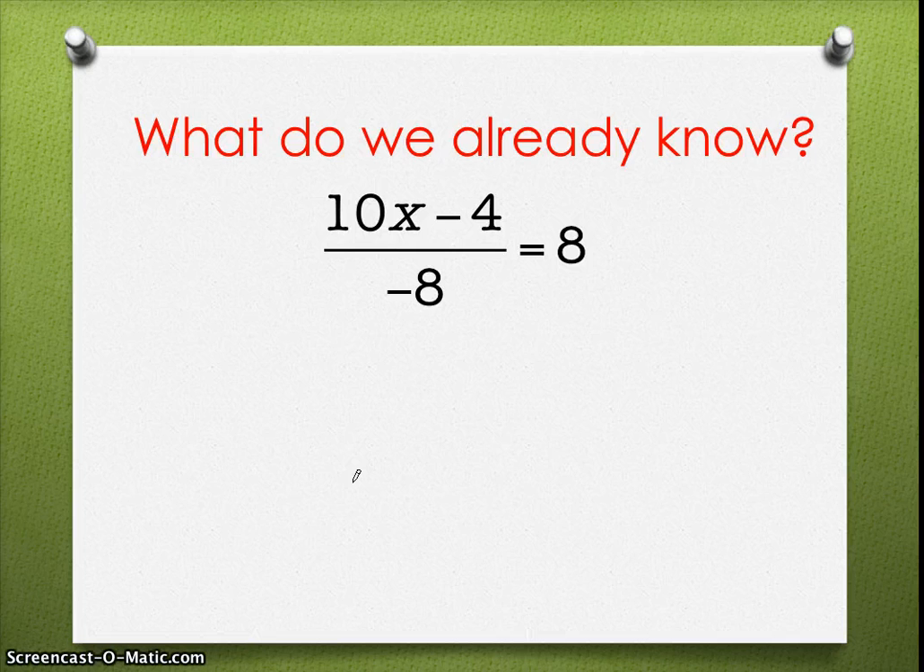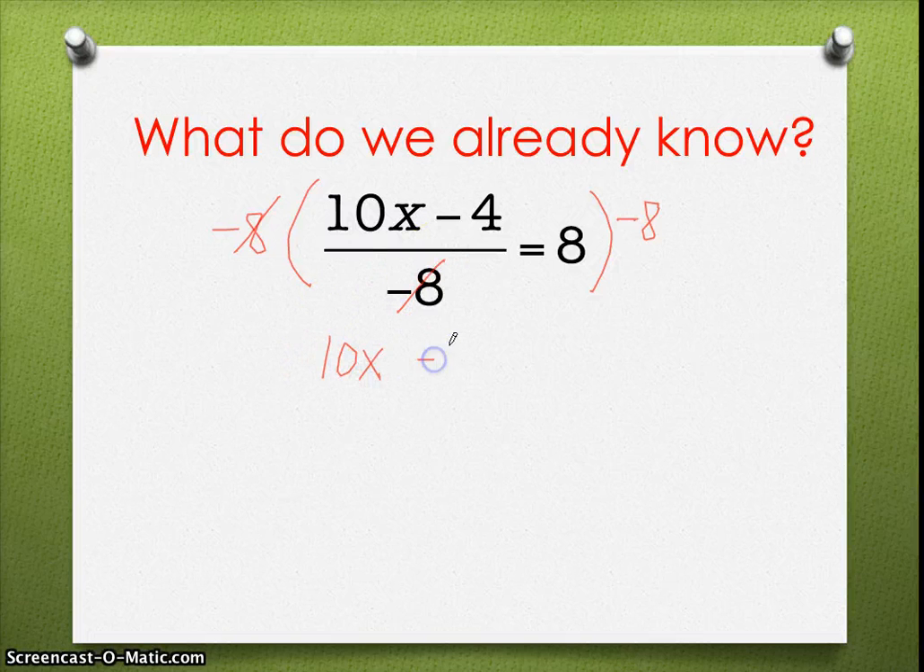So now that we have a clean slate, let's go ahead and apply that multiply by -8. When we multiply both sides, remember we need to balance the equation. Multiply both sides by -8. If we take a value and then we divide it and multiply it by the same exact quantity, we get what we started off with. So we get 10x minus 4. Then we have equals 8 times -8 is -64.